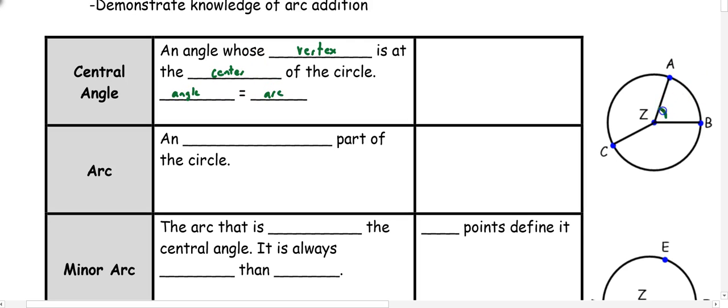So for example, the measure of angle AZB is going to be equal to the measure of this part of the circle right here, which would be called arc AB.